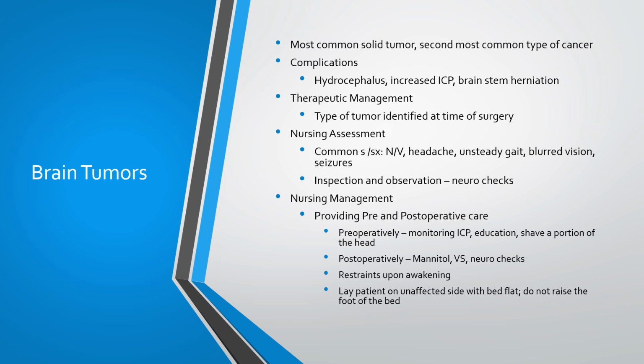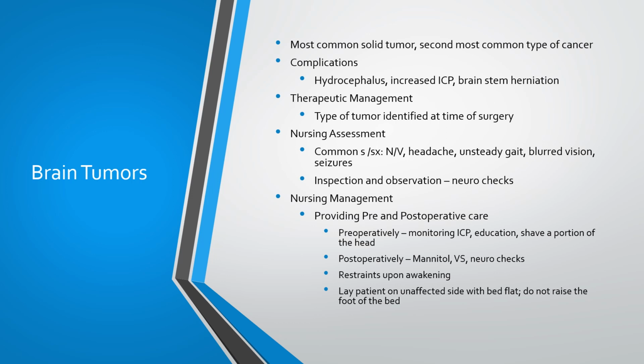Radiation may be used, but it's usually only given to those greater than 2 years of age. Common assessment findings: nausea, vomiting, headache, unsteady gait, blurred vision, seizures. I don't know if I've talked to you guys about my little guy that I had in my PCP office. Right, he got up, he went to walk, unsteady gait. That's when we determined he had a brain tumor.